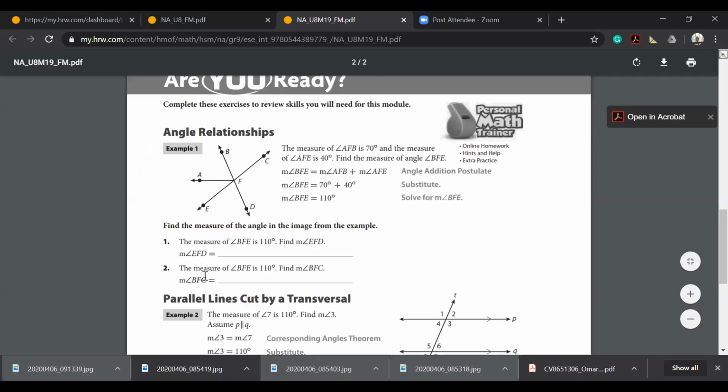Question 2. The measure of angle BFE again is 110. Find measure angle BFC. Can't you see the giant X that we have? Giant X, can you see? These two angles are opposite to each other. Since they are opposite, they are vertical opposite angles. And vertical opposite angles are equal. So this angle is equal to this angle, angle EFD, which we just found. It was 70 degrees, right? So the up angle should be 70 degrees as well. So here we are going to write 70 degrees.